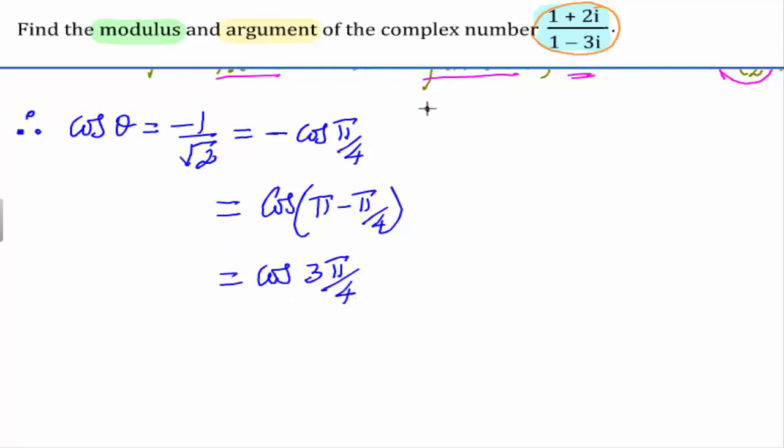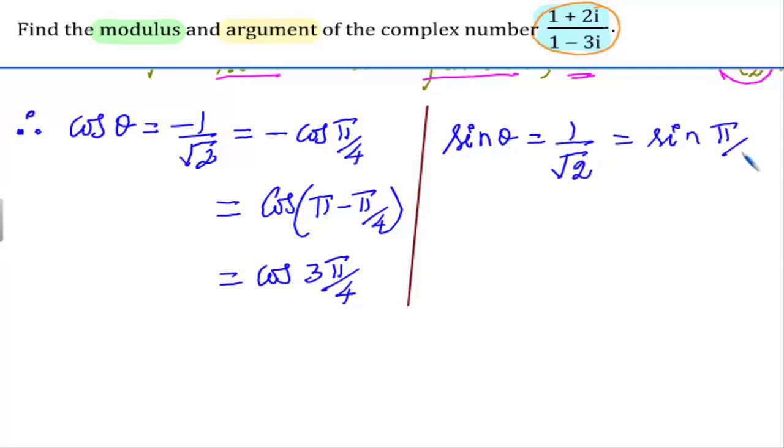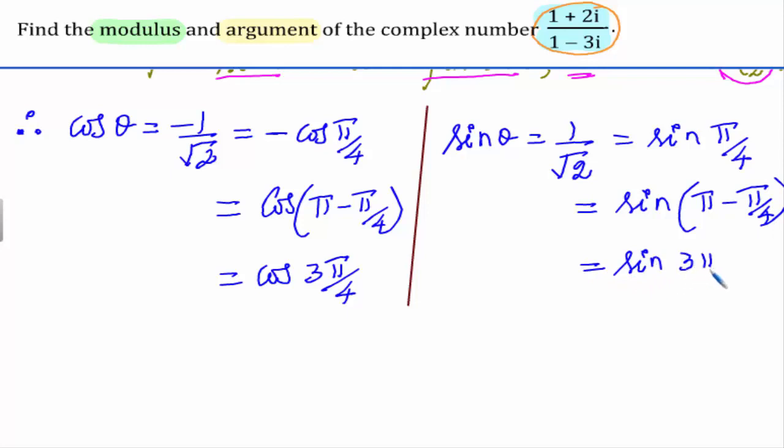Also we have sin theta is equal to 1 upon root 2. So this will be equal to sin pi by 4. Since theta lies in the second quadrant, we have sin(pi minus pi by 4). This will be equal to sin 3 pi by 4. Therefore, theta is equal to 3 pi by 4. This is nothing but the argument.